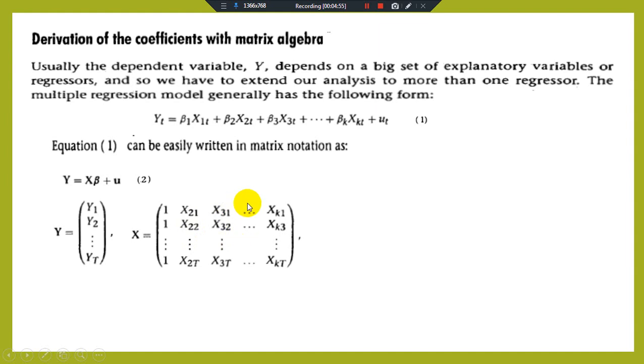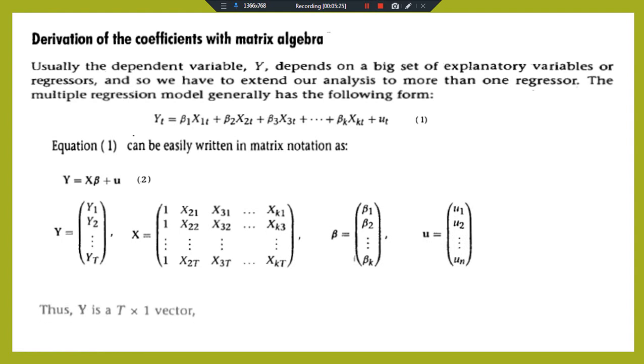Then we have X with entries x1, x2, x3, and so on up to xk. The number of columns depends upon the number of independent variables we are using, and the number of rows depends on the number of observations. Then beta is beta 1, beta 2, and so on up to beta k, and u is u1, u2, u3, and so on up to un. Here y is a T cross 1 vector, meaning T rows and one column.